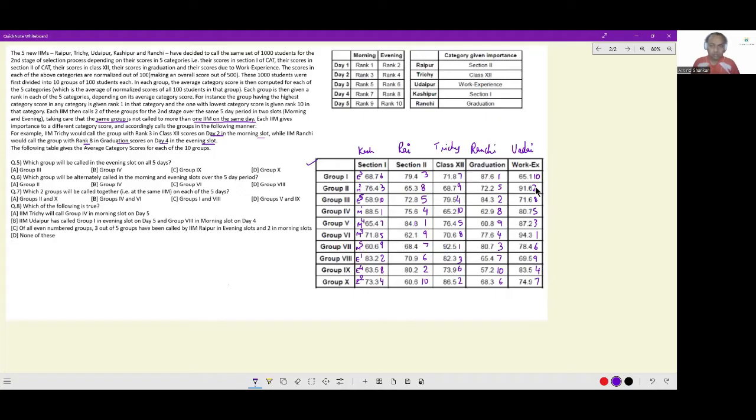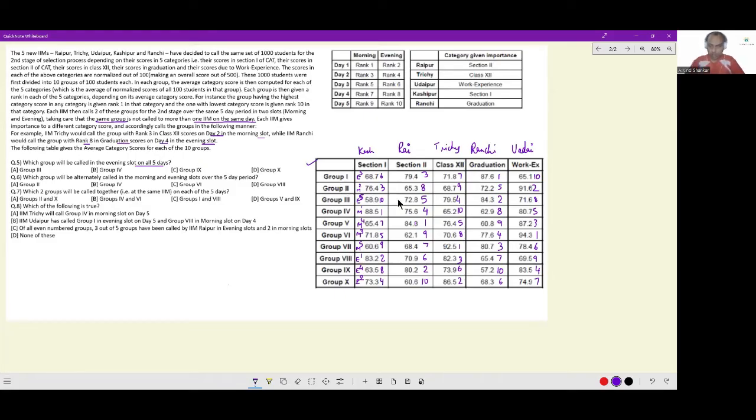Okay. So I know which group gets called where. I can go on to write down morning, evening, day 1, day 2. But who cares? Let us look at the individual questions. Which group will be called in the evening slot on all 5 days? Now, if you are getting called in the evening slot, essentially the ranks have to be even. All the ranks have to be even.